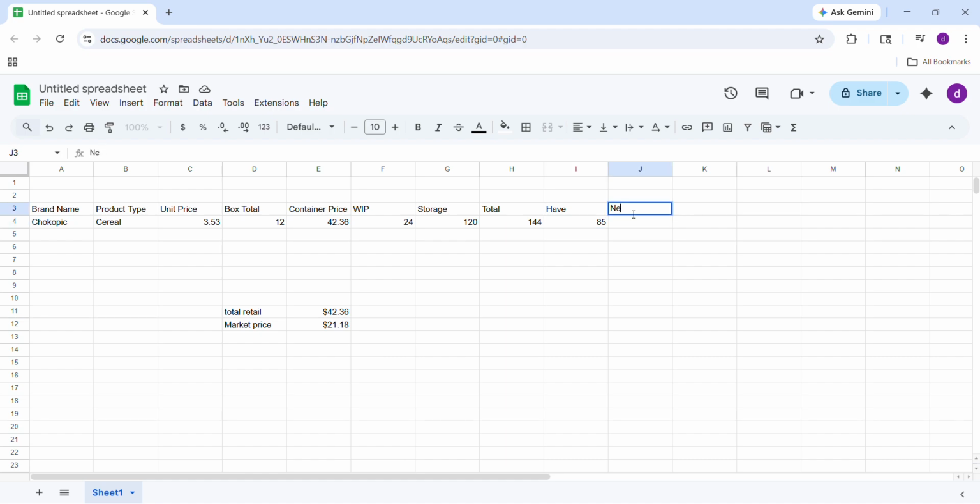Now we're going to figure out how much we need. Equal sum of our total minus what we have. 59 units. Okay, so we are short 59 units of Choco Pick cereal. So how many boxes is that? Easy. So we're going to do boxes. I'm just going to put boxes. Now, that's equal sum of 59 divided by 12.